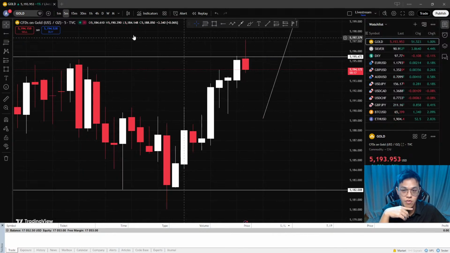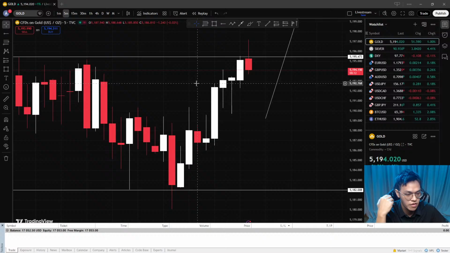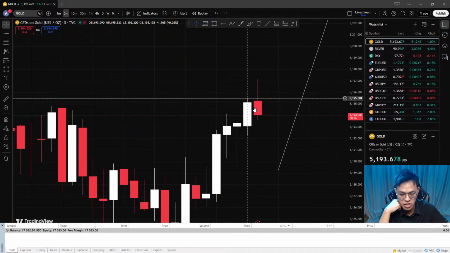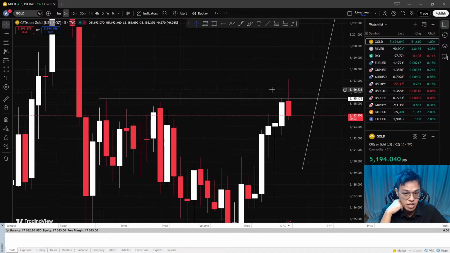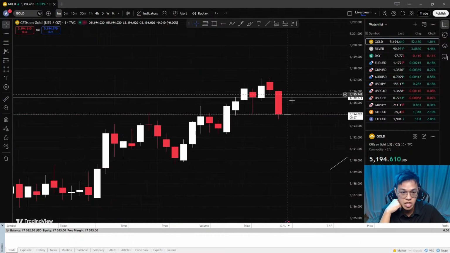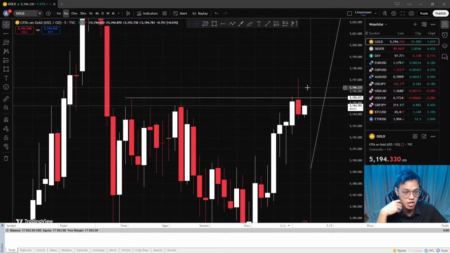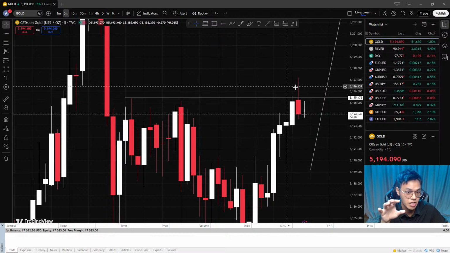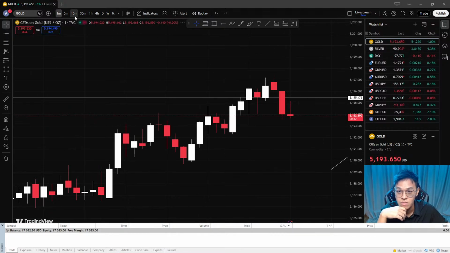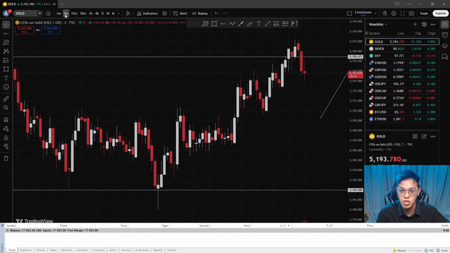So guys, that's why I need to have a confirmation in the 5 minute chart. Because if the candle cannot close above the resistance level, then you can see there is a wick here. I will consider it a false breakout. Or in SMC, we call this kind of situation a liquidity grab.